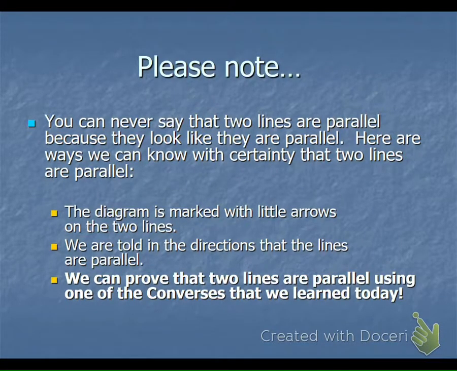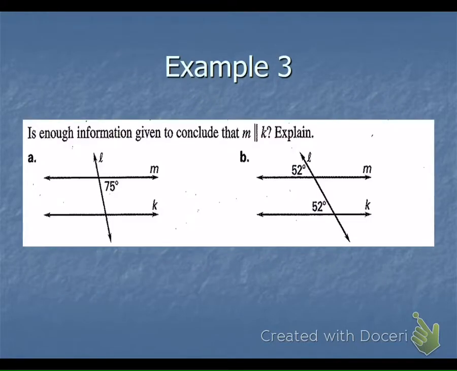Now, here is a special note, and you don't need to write this part either. You can never say that two lines are parallel because they look parallel. You have to either have those little arrows in the diagram, or be told in the directions that the lines are parallel, or one of the things we just talked about today has to be true, one of those converses. So before we do examples, I just want to sum up all those things that I let you skip.